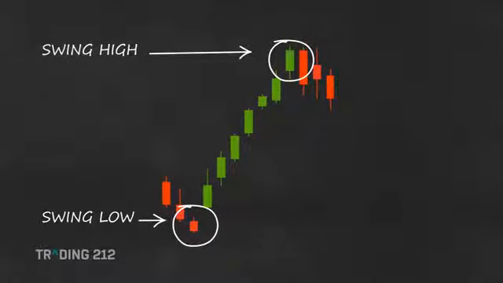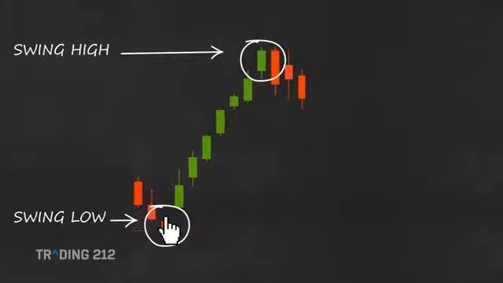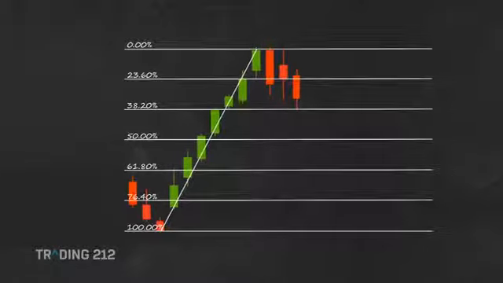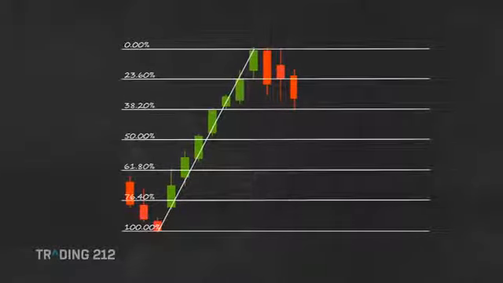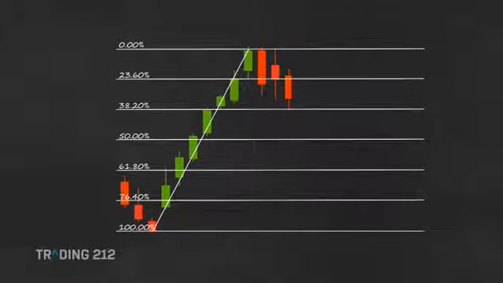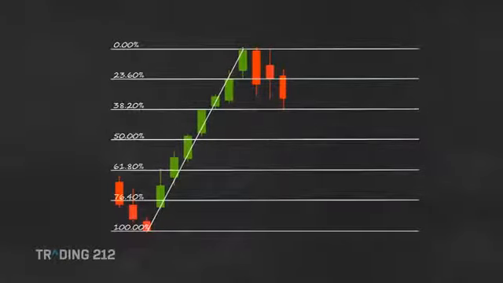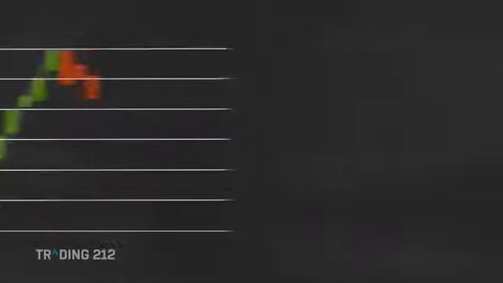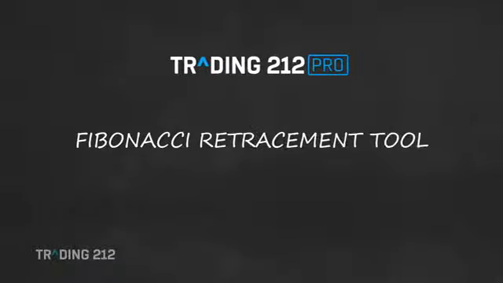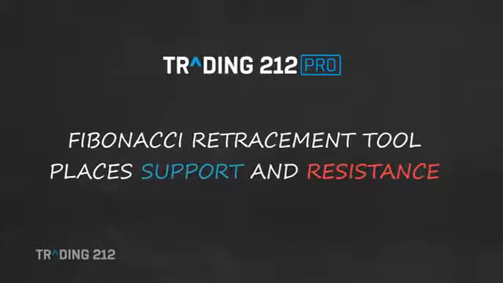Using the Fibonacci retracement tool in the trading platform, you draw a line between the swing low and the swing high. The horizontal lines that occur are the Fibonacci retracement levels, which are automatically calculated by the trading platform. The most popular Fibonacci retracement levels are the 38.2%, 50%, and 61.8%. In the Trading 212 Pro platform, you have a Fibonacci retracement tool. It places support and resistance levels on your chart based on the Fibonacci numbers.